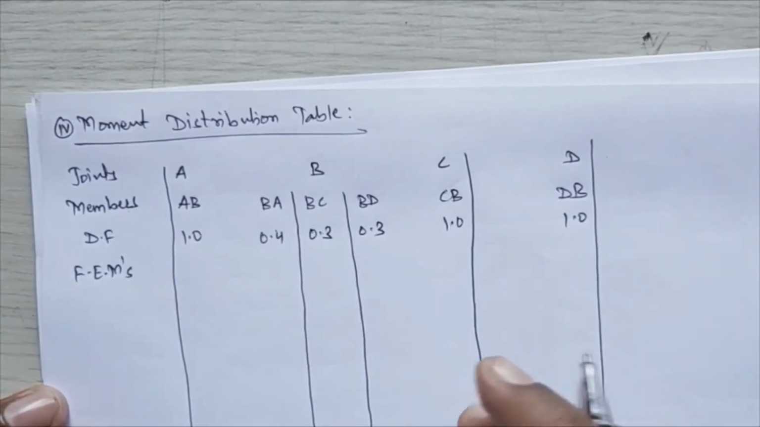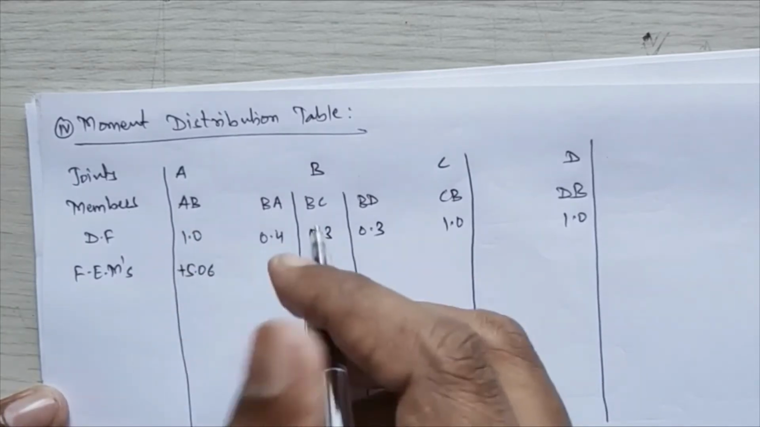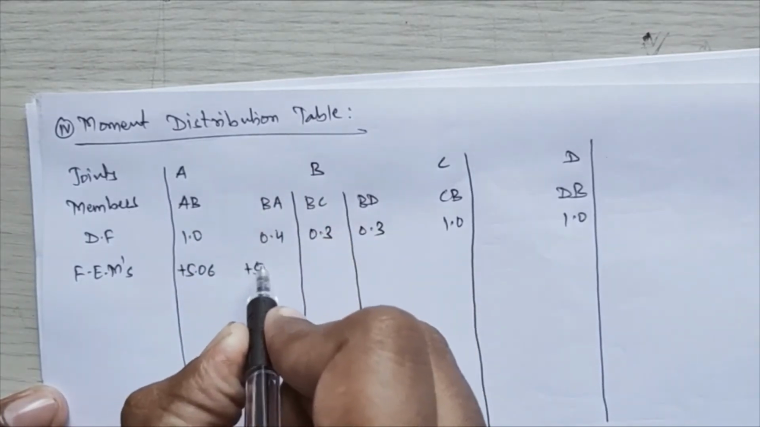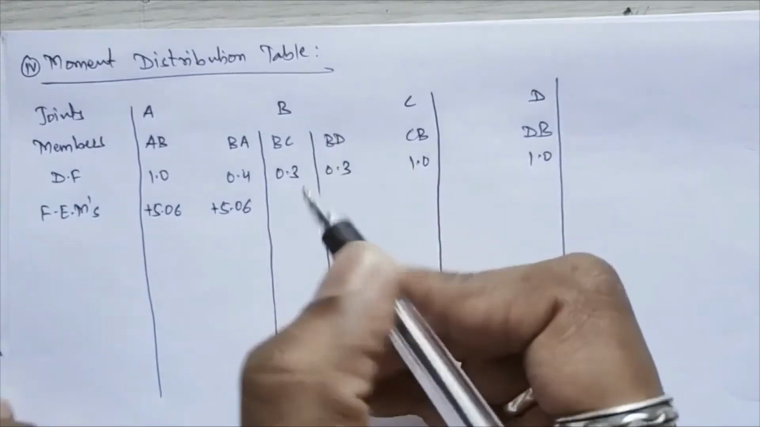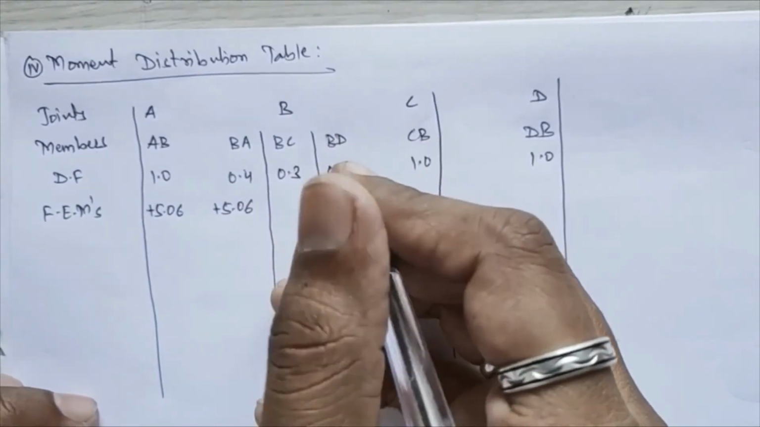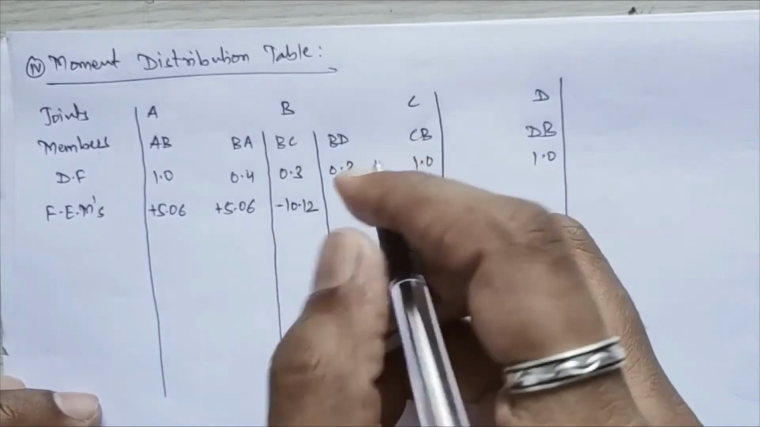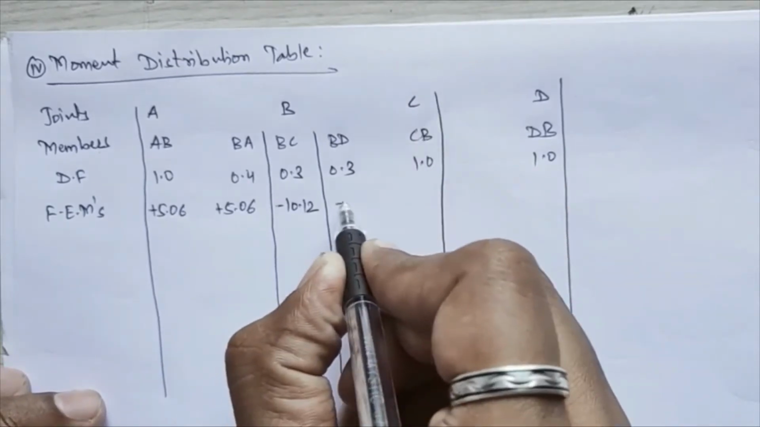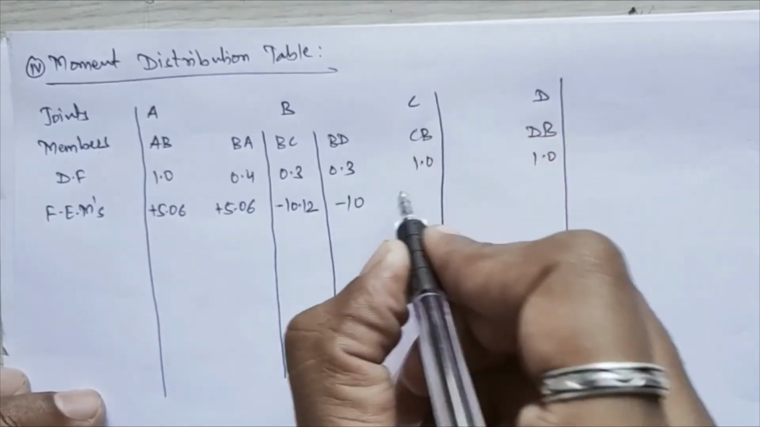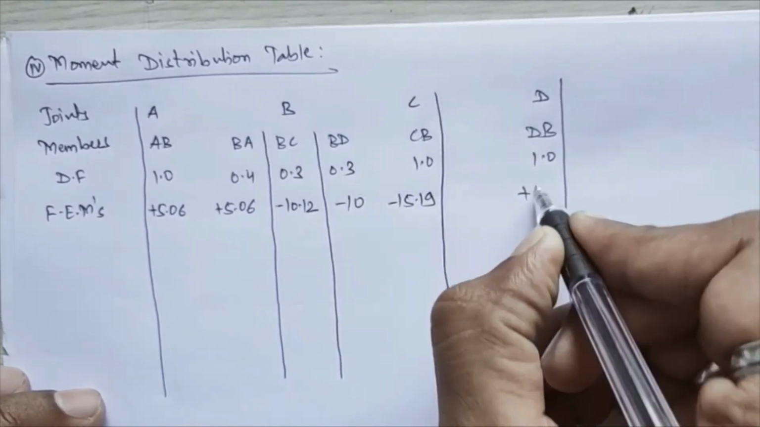Now fixed end moment we have got, for AB, plus 5.06, right? For BA the same moment, plus 5.06. For BC we are having moment equal to minus 10.12. For BD we have calculated moment equal to minus 10. For CB we are having moment minus 15.19, and for DB we are getting plus 10 over there.